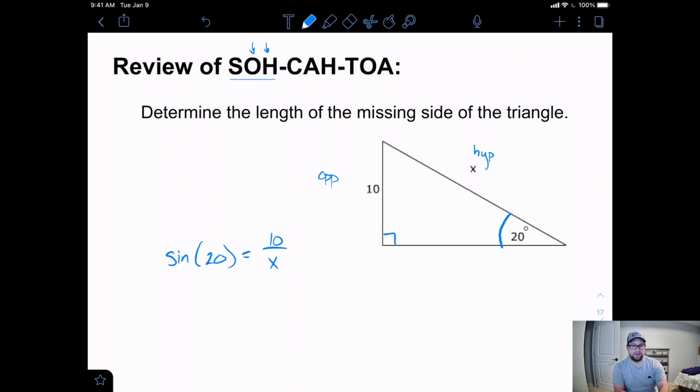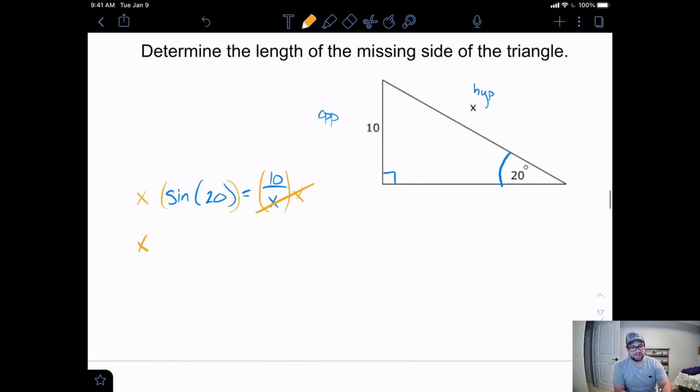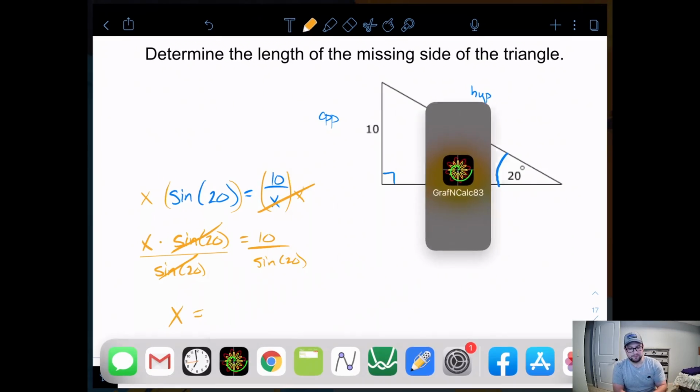Now to solve this, just like we did on the last one, we're going to start by multiplying both sides by x. That's going to make these two cancel. It's going to leave me with x times the sine of 20 degrees is equal to 10. Now to get x alone, let's divide off the sine of 20 degrees. These two cancel each other off. We're going to be left with x equals. So solving this now is when we grab our calculator. We should get a side.